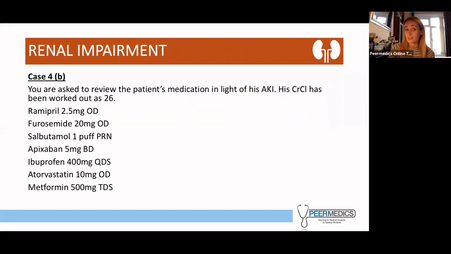So similarly, you're then asked to review this patient's medication in light of his AKI. So his creatinine clearance has been worked out to be 26. So Danny, this is what this next question will be coming on to. So have a look at each one of these medications and tell me what you'd like to do to each of them.